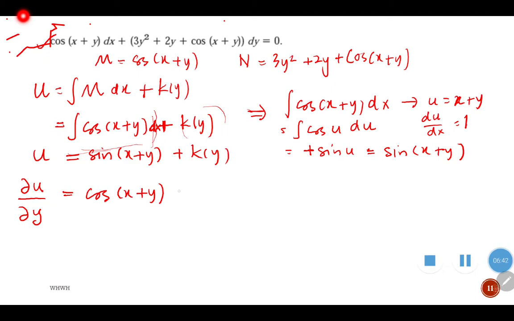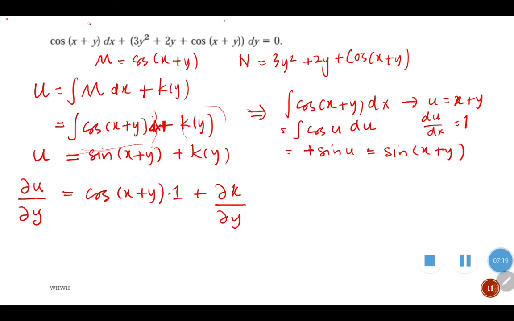Okay, multiply by 1. You differentiate the inside with respect to y, you get 1. And then plus this one, meaning that this is going to be del k over del y. Alright. So here, this is what you need to understand. So now we have del u del y equals cos x plus y plus del k del y. Okay, do you remember from class?